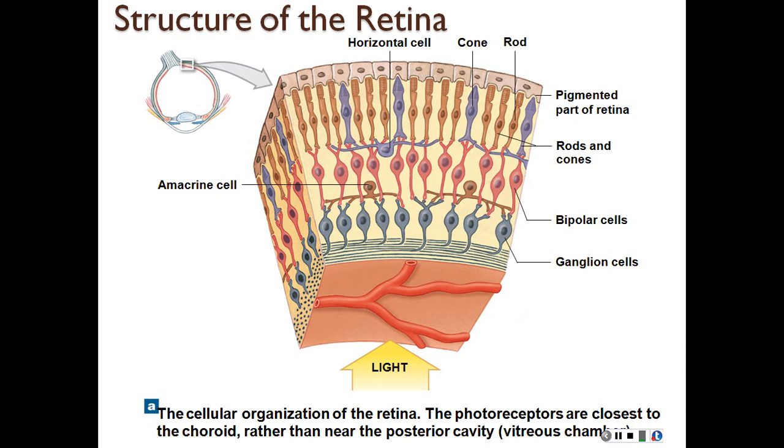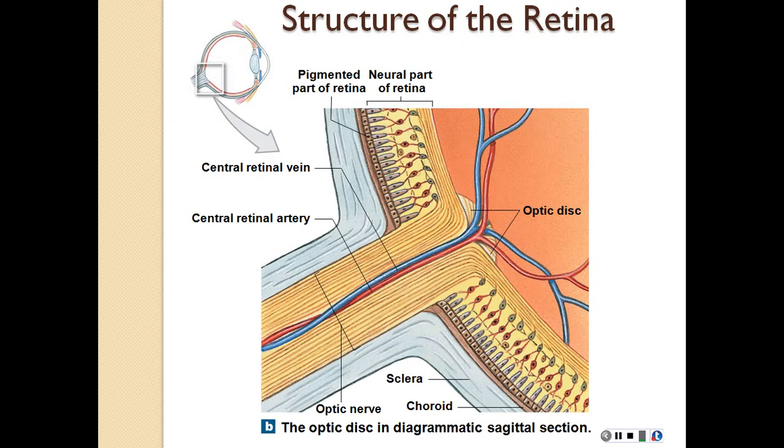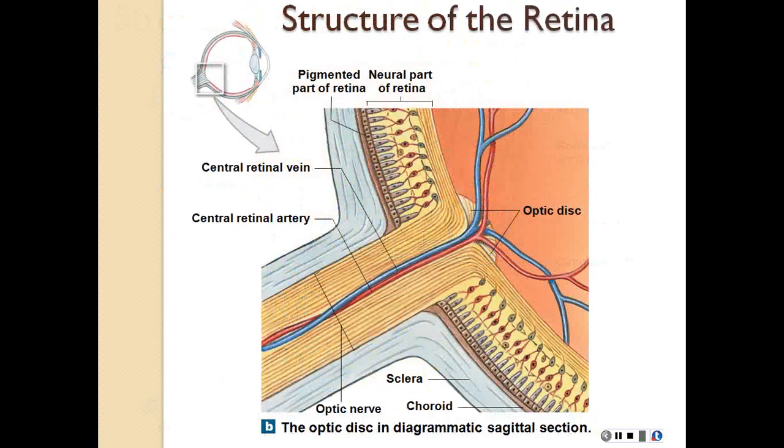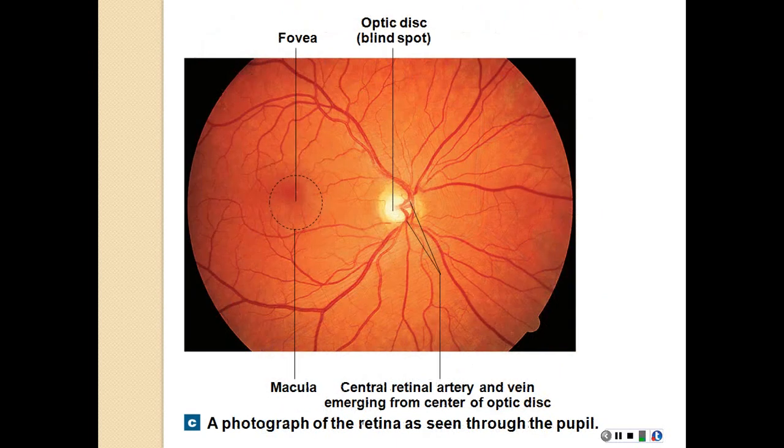Okay. Computer's a little slow. So you can see there the pigmented area, the rods and cones, and the bipolar cells, the ganglion cells, and their axons are what form the optic nerve and transmits the signal on back to the optic chiasm, the optic tract, and on to the occipital lobe.